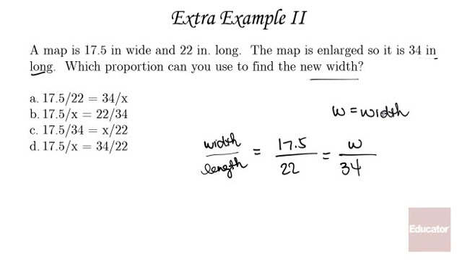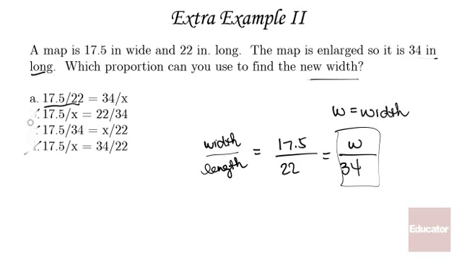So now I see that it's 17.5 over 22. Well, just by looking at the front, I can already eliminate this answer, and this answer, because this is the only one that is 17.5 over 22. But if we look at the next part, we see that it's w over 34. Do I have a w over 34 here? No, I don't. So that's why it's important to also look at the second half.